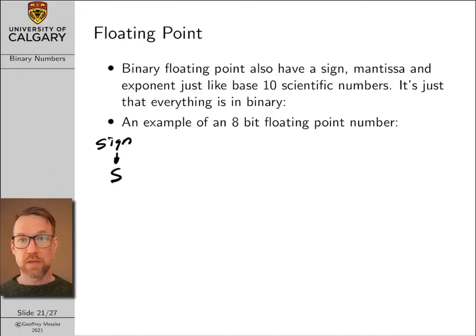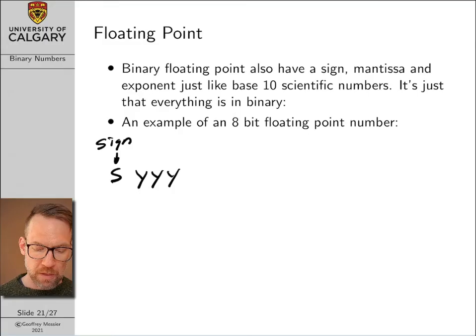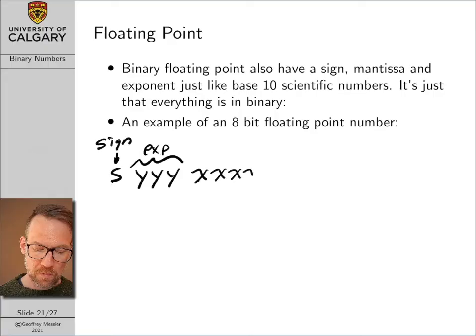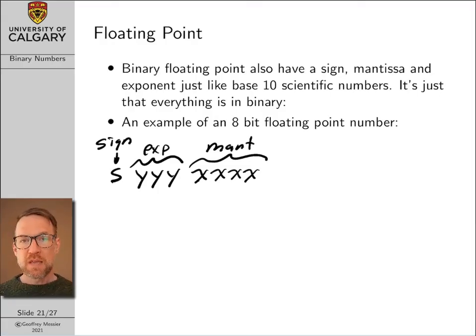The next bits are the exponent bits. And so let's say the next 3 bits in this example are equal to the exponent. And then the remaining 4 bits represent the mantissa of the number. And the number of bits that we allocate to the exponent and mantissa, and the overall length of the floating point number, will change the precision and the range of the numbers that we can represent.